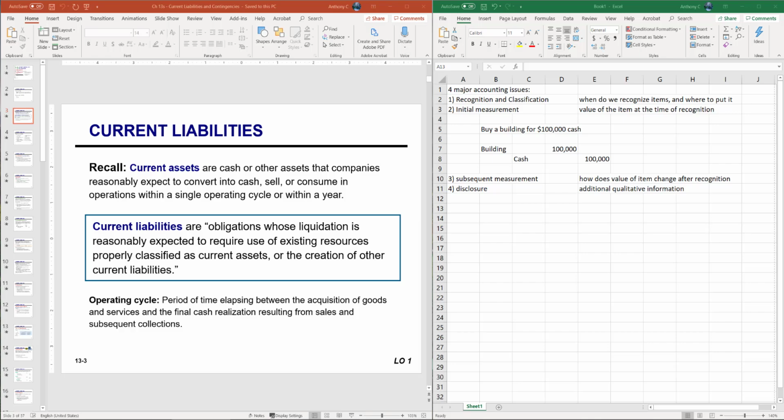Right. However, in some cases, instead of satisfying a current liability with a current asset, such as cash, we could create another current liability. So for example, if I owed one of you $1,000, I could borrow $1,000 from someone else to pay you back, and then I'd owe someone else another $1,000. So I've paid off a current liability through the creation of another current liability.